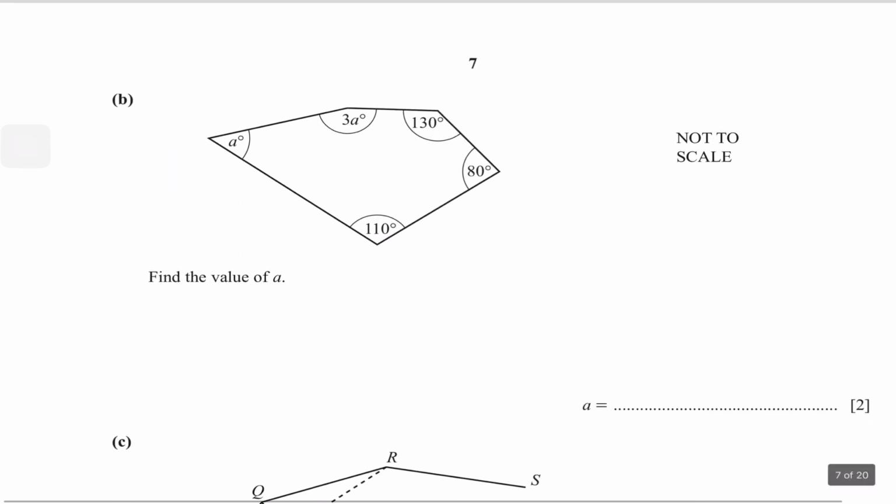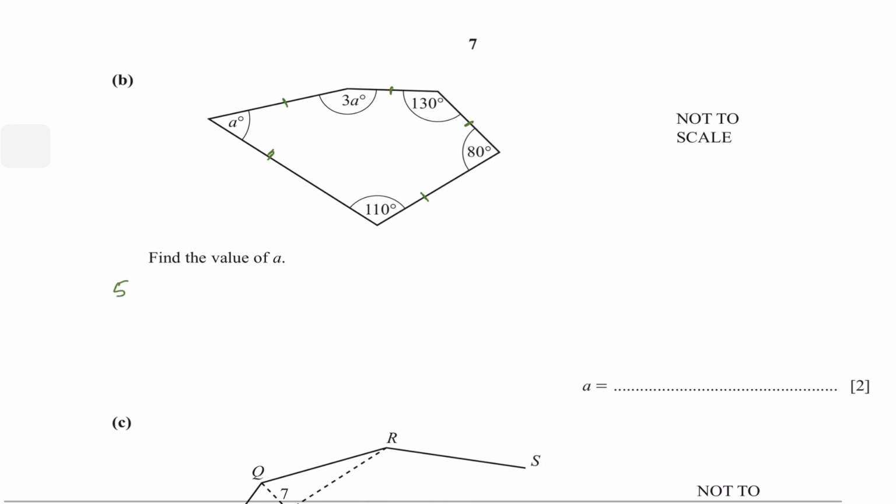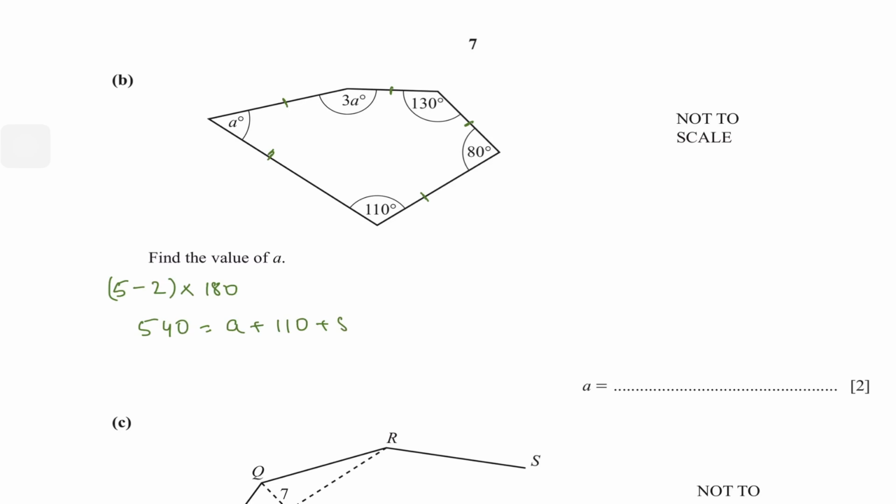Let's do part B, and let's see what shape we have here. We have 1, 2, 3, 4, 5, so we have a pentagon. If you want to work out the sum of interior angles of a pentagon, we're going to do 5 minus 2, where 5 is the number of sides, multiplied by 180. That should give you 540. So 540 is going to be the sum of all these angles. So 540 is equal to A plus 110 plus 80 plus 130 plus 3A.